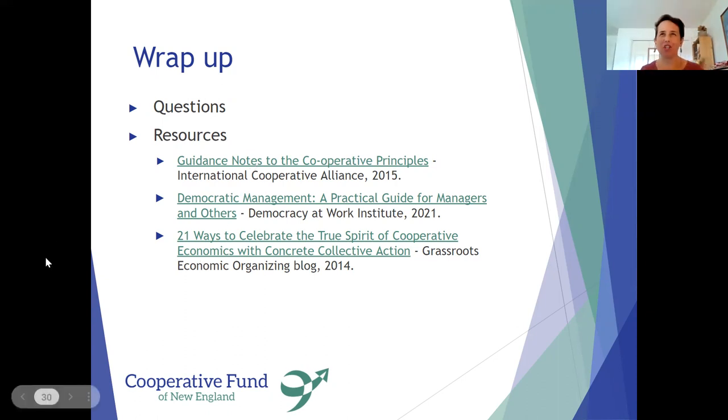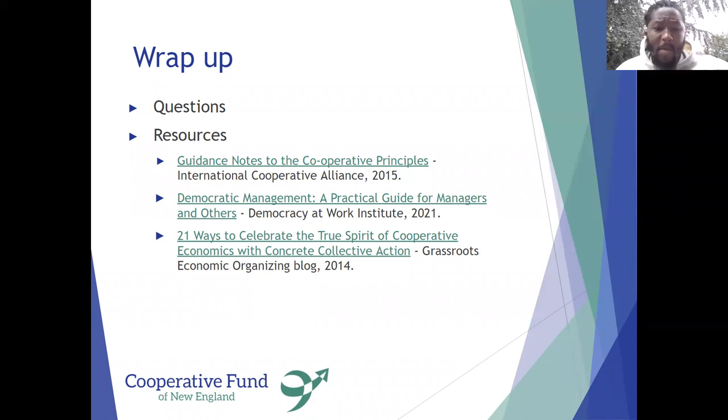The Democratic Management Guide, that second resource there, is the one that I was mentioning earlier. When you get the slides, these are linked in there. The other ones are more generally focused on co-op principles, so more background than pragmatic. And I'll add, Barbara, thank you for the suggestion about Cooperatives for a Better World. I'll add that link in also before I send this out to make sure we capture that for everybody.